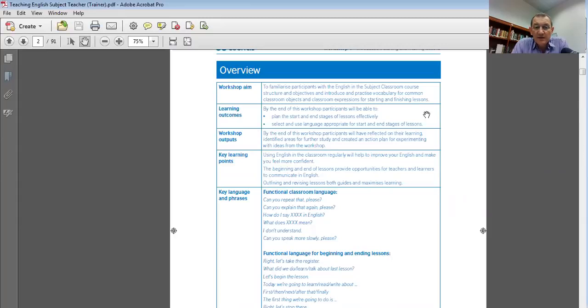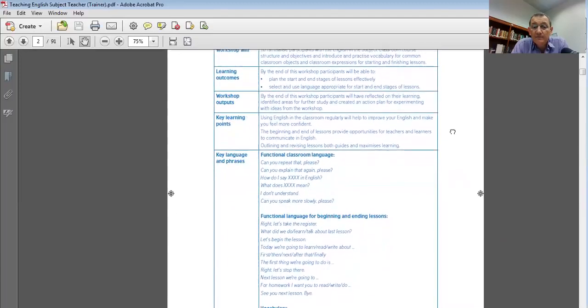You can see the next part are the learning outcomes. So we hope that the participants will be able to plan the start and end stages of their lessons, select and use appropriate language to start and end the different stages of their lessons. Next is the workshop outputs, and we are expecting the participants to have reflected on their learning and identified areas for further study, as well as they will have created an action plan for experimenting with ideas from this workshop.